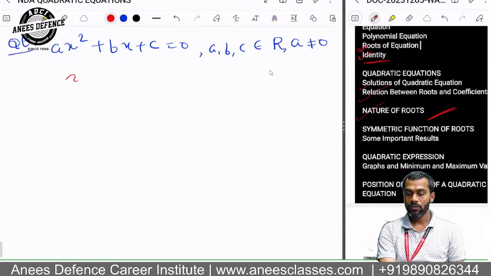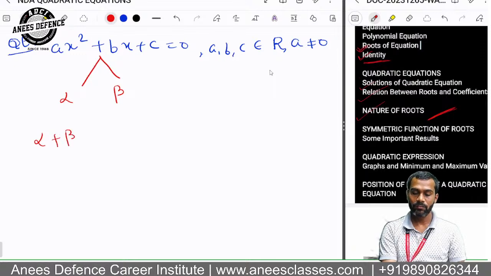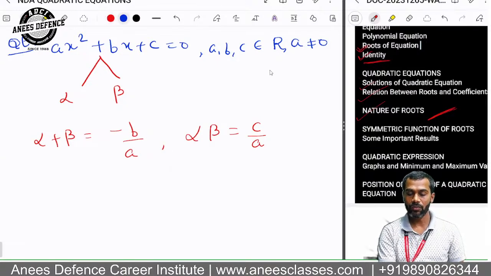Now suppose the roots are alpha and beta. So alpha plus beta, that is summation alpha 1 basically. Yes or no? So minus b by a. What is alpha into beta? Yes or no? Is there any doubt?